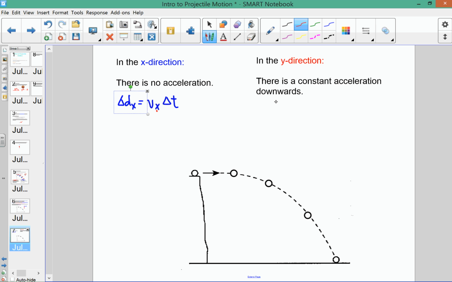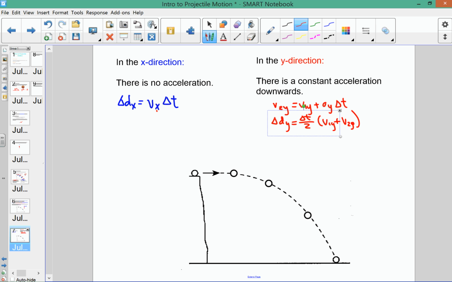We've got our first one, v2y equals v1y plus acceleration times time. That's our first kinematics equation for constant acceleration motion. Next, we've got displacement in the y direction is the time divided by 2 times the sum of the velocities.